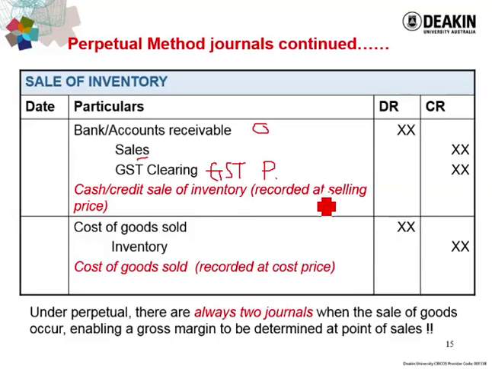Because when we sell inventory, we collect GST from customers, which is payable to the ATO. And immediately, we also need to record cost of goods sold. To record cost of goods sold, we debit cost of goods sold and credit inventory. And note that for the second entry, there is no GST, and you record the amount at cost price.